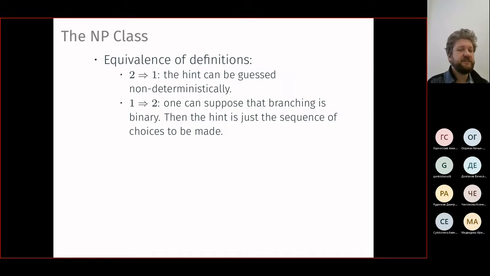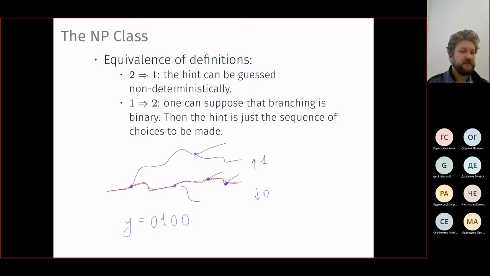Suppose that each branching is binary. You can always do it, of course. At each point when you want to make a non-deterministic choice, you actually toss a coin, 1 or 0, and then the hint can be made just a sequence of choices to be made. Suppose this is the non-deterministic process. The blue ones are all possible branches, and the red one in the middle is the branch which we actually took. If at a non-deterministic point we go up, it's choice 1. If we go down, it's choice 0. This means the sequence of choices may be encoded by the following number, 0, 1, 0, 0. So once we go up and other times we go down.